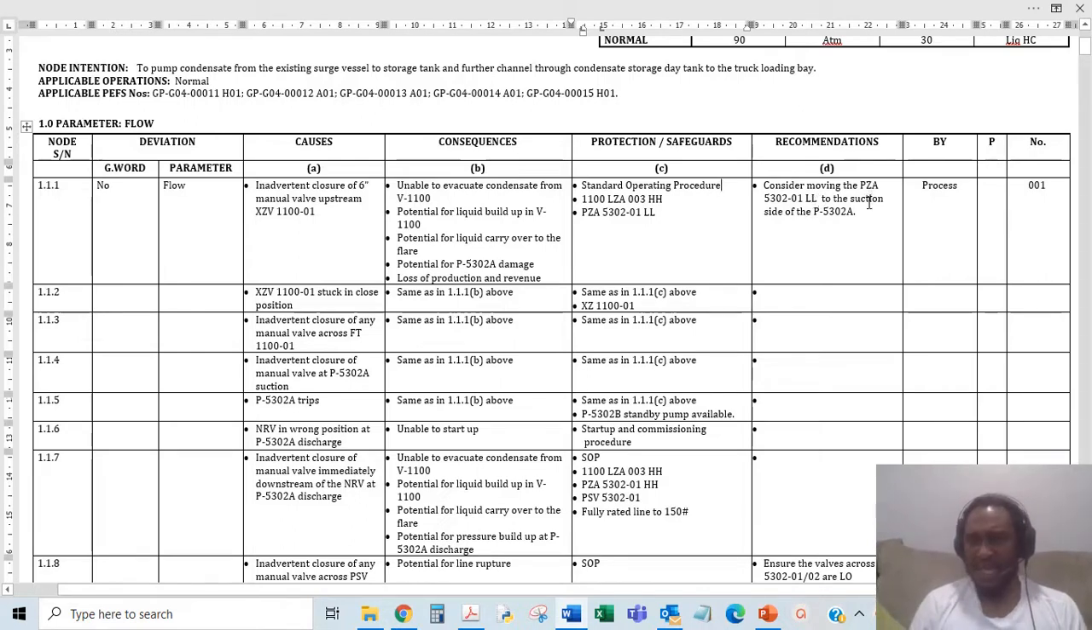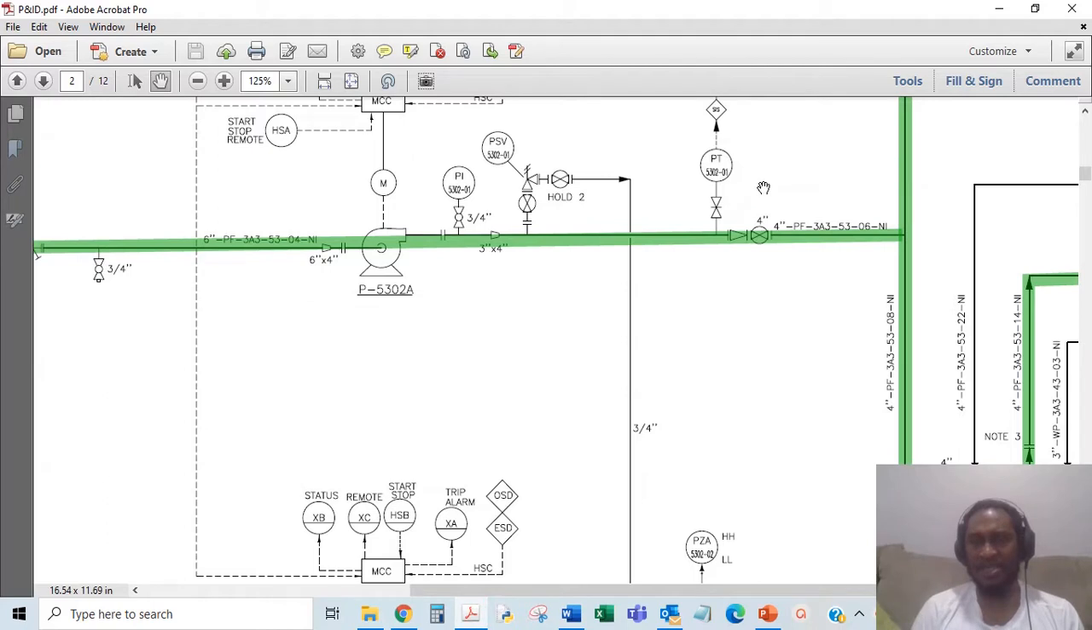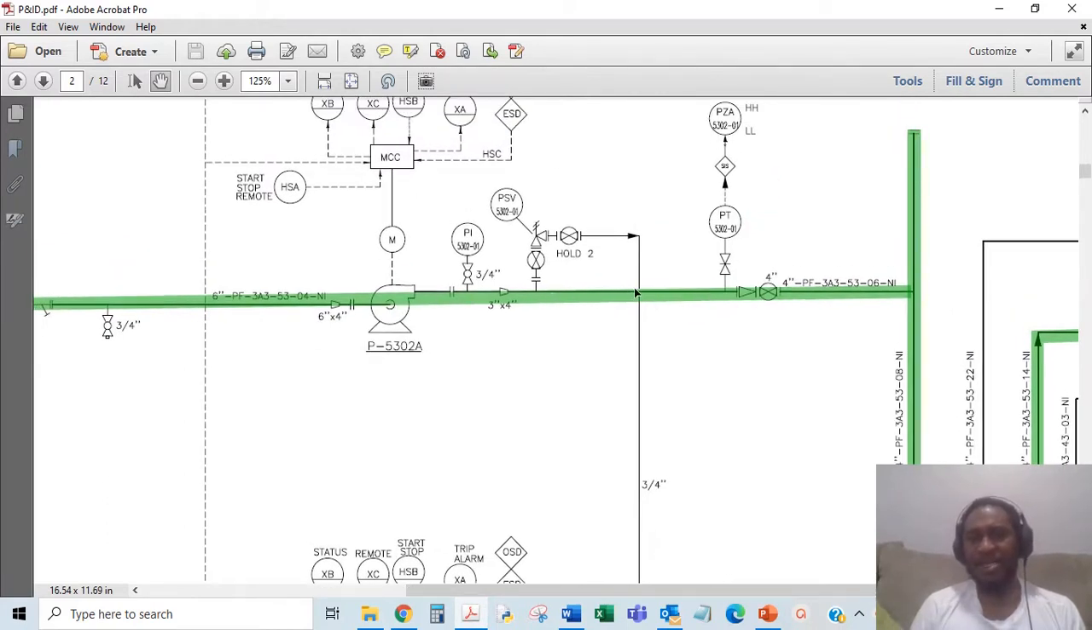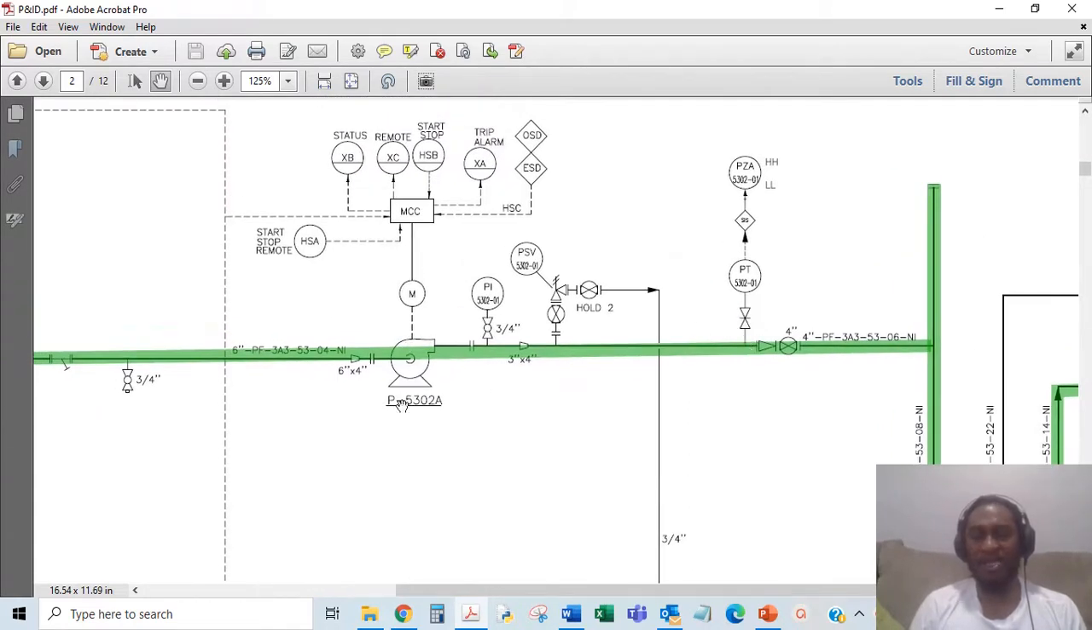So this is a HAZOP PNID. The use of the HAZOP is to make the system more robust, to make it better. We're looking at: consider moving the PZA03 low to the suction side of the pump. Now that makes a lot of sense. This is here, and it's downstream of the pump. So if this is low, the pump might have already been damaged. The recommendation is saying, why don't we move this here? This is the low before it gets to the pump, and we can do something about it before it damages the pump. So we can move this whole system here and not have that happening.